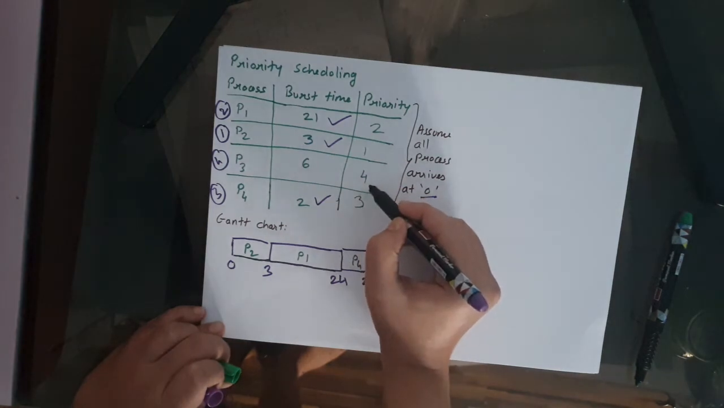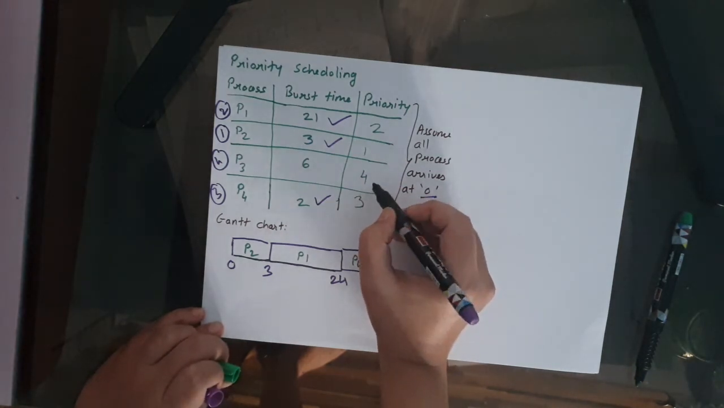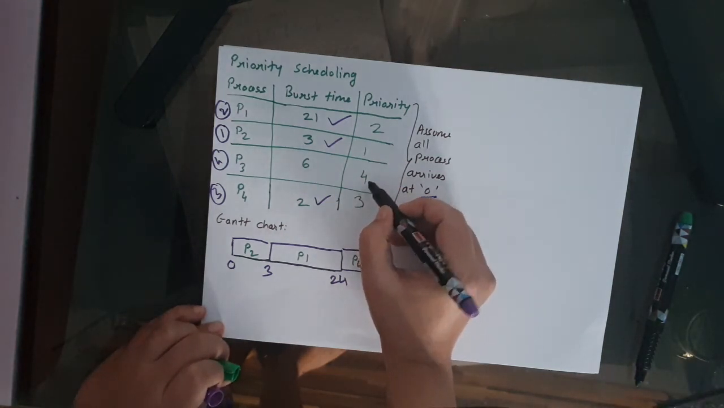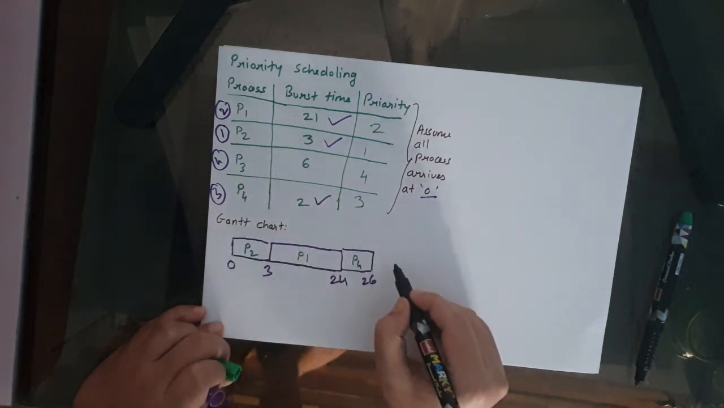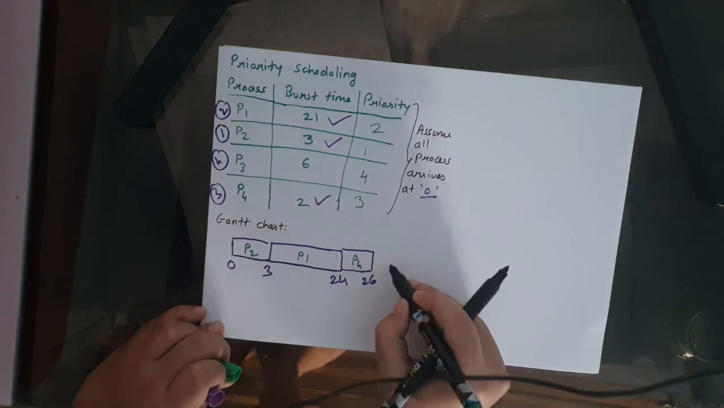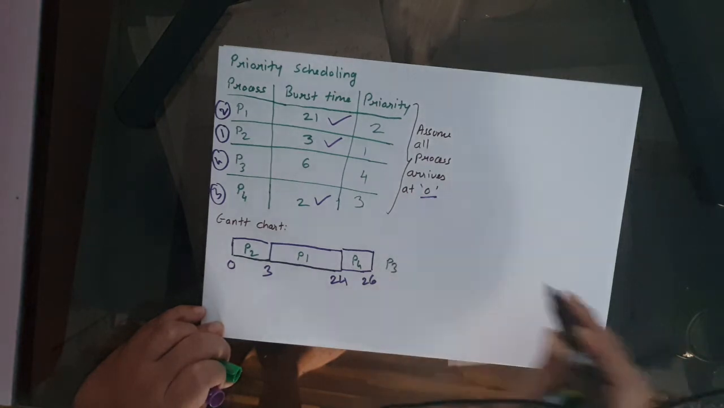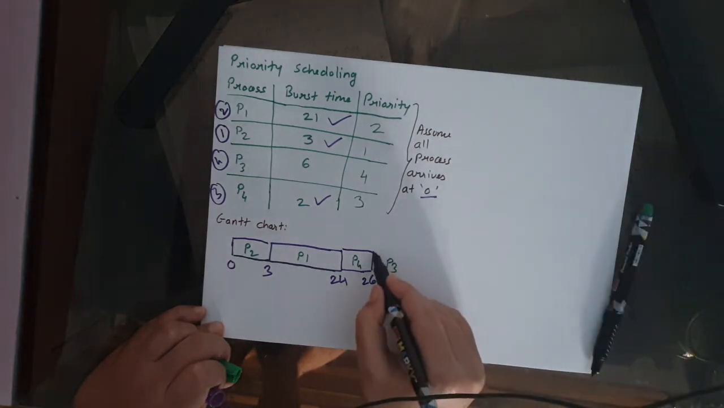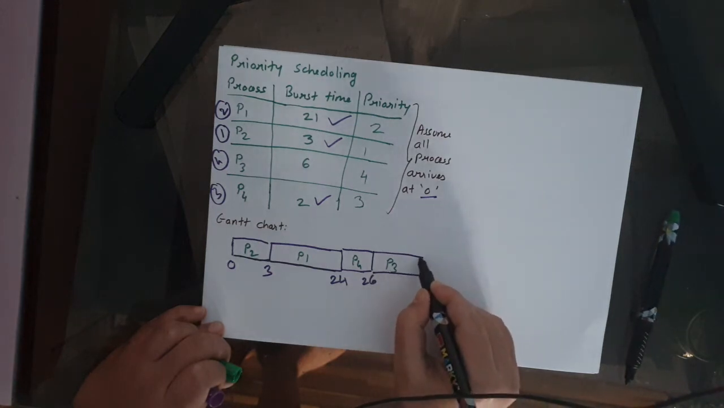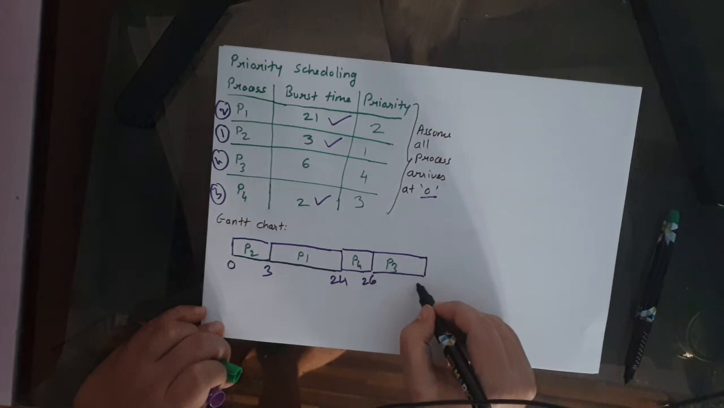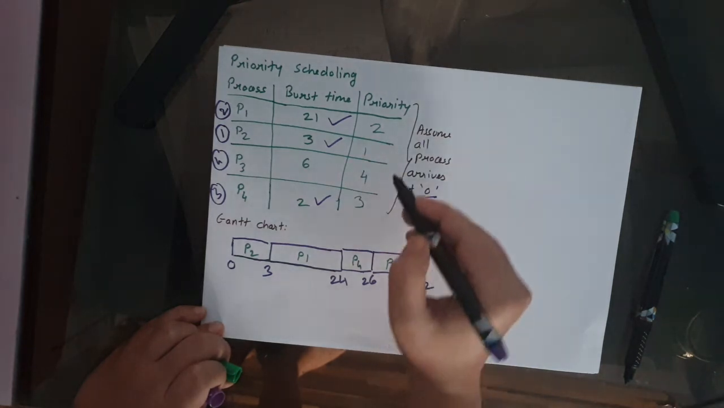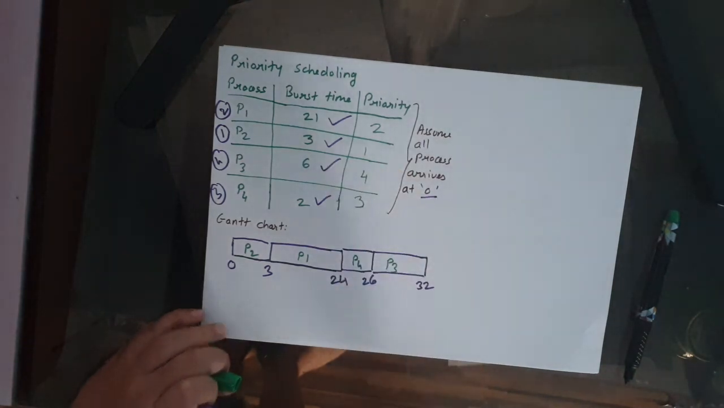Next, we go to the last and final priority, that is 4. So priority 4 is for P3. So we'll give the CPU to P3. It is supposed to execute for 6 time units. So here we go, executing for 6 time units, and with that we reach 32. With this, the execution of P3 is also complete.